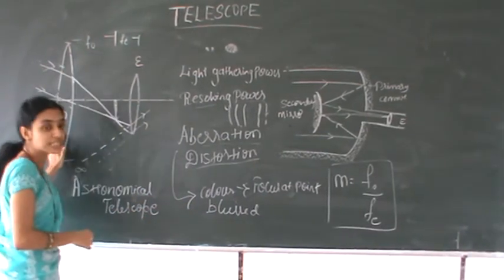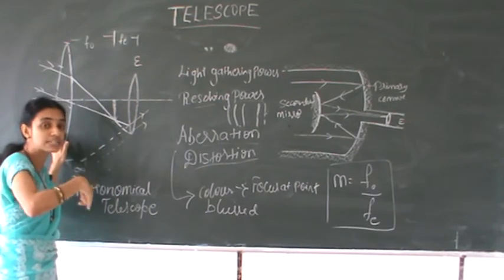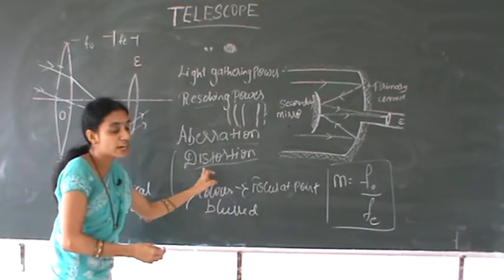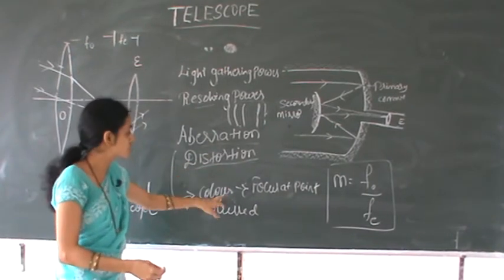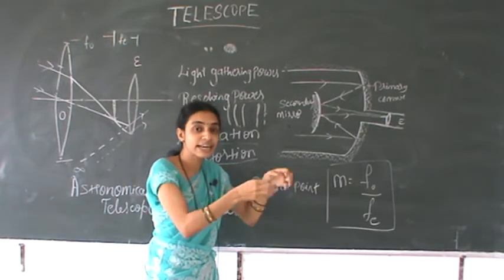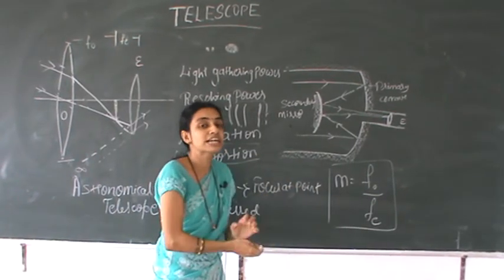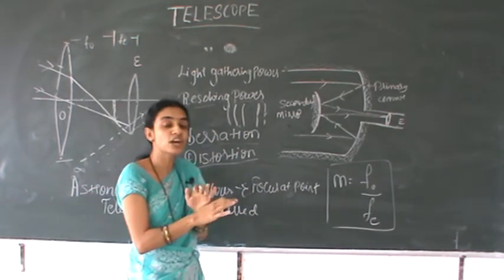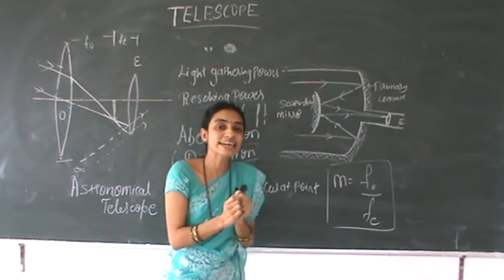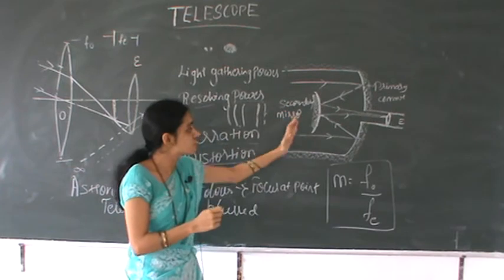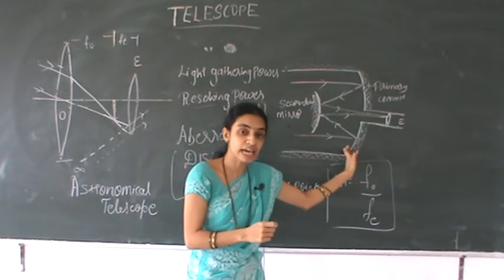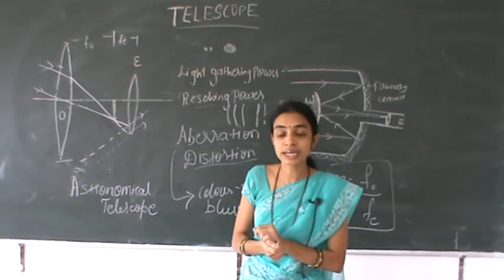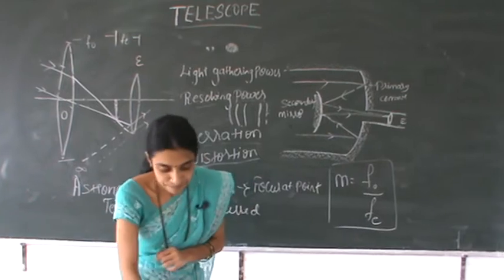We have to increase the aperture size of this objective lens, so a demerit arises: aberration and distortion occur. Aberration means we cannot focus all colors at a single point, and the image we obtain will be blurred. And we also cannot clearly distinguish two nearly lying objects. This is overcome by the reflecting type telescope. This concept is regarding the telescope. I will solve some problems.